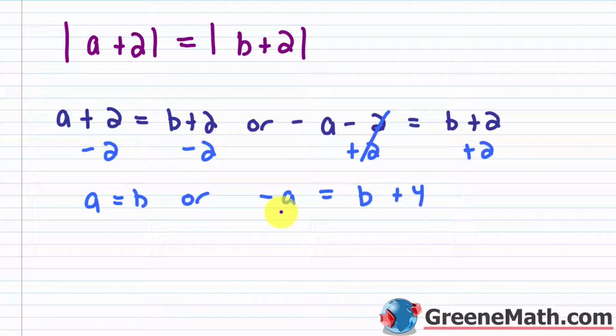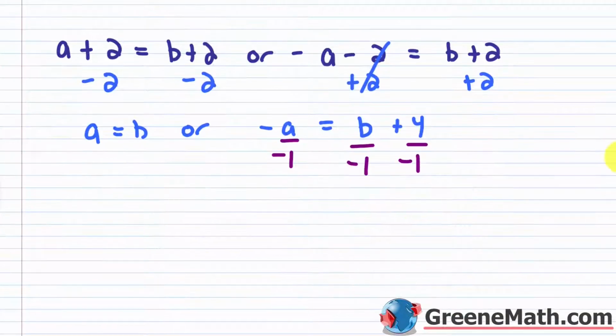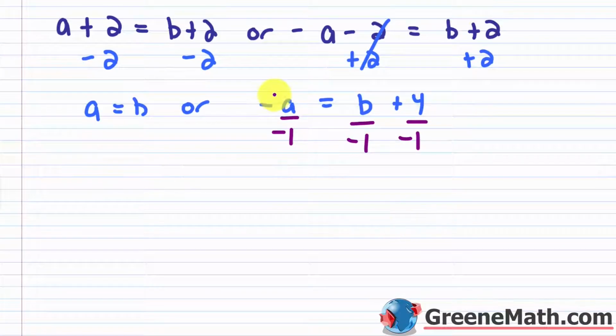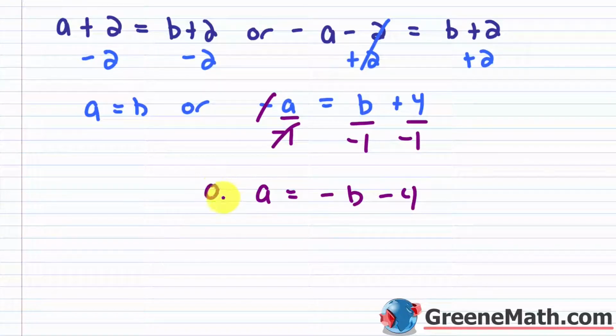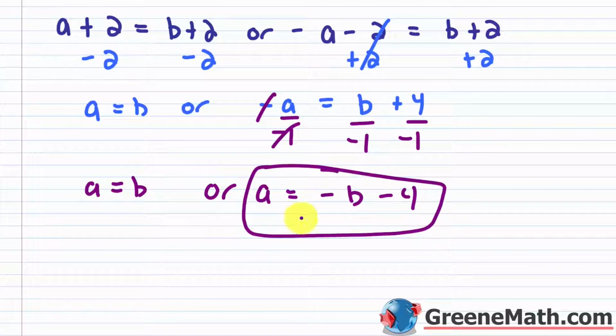And then to get a by itself, let's divide both sides by negative 1, or you could multiply by negative 1, it doesn't matter. So let's divide both sides by negative 1. And let me scroll down and get a little bit more room. So we know that this is going to cancel, and I'll have a is equal to negative b minus 4. Now, the problem lies in this one right here, okay? This one right here on the left is fine, but you have this or situation, and that's what throws a wrench in this, so this function is not going to be 1 to 1.